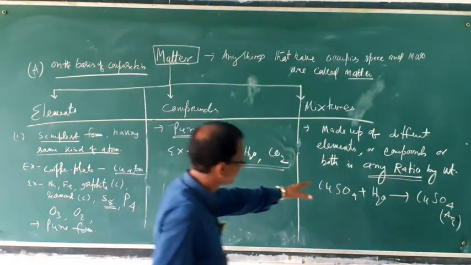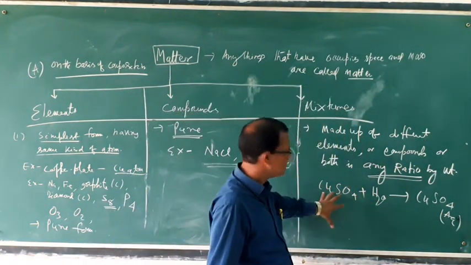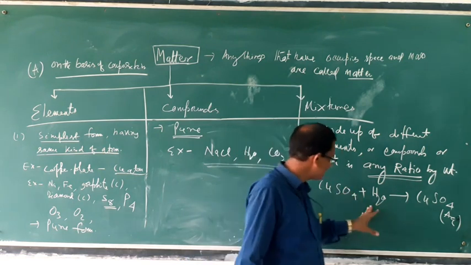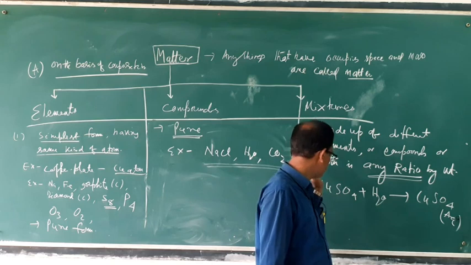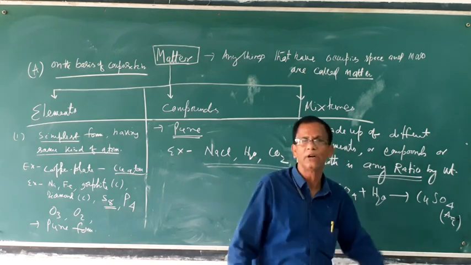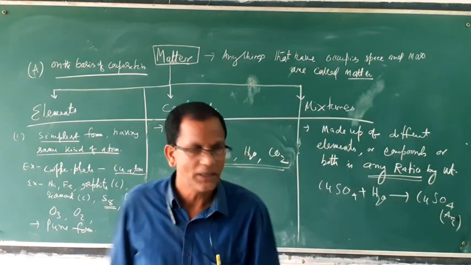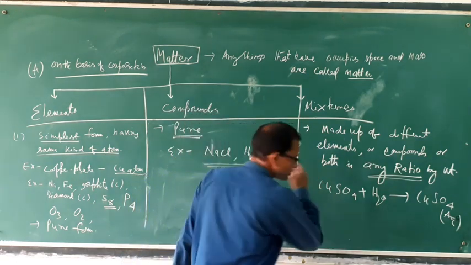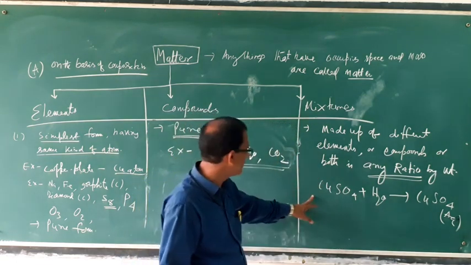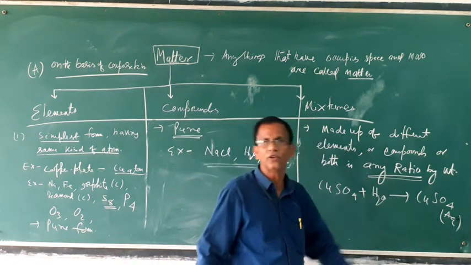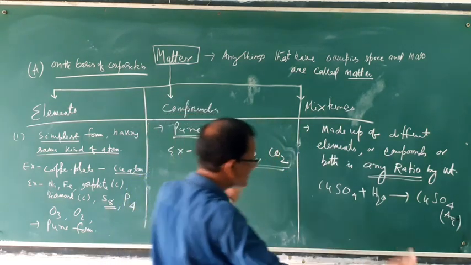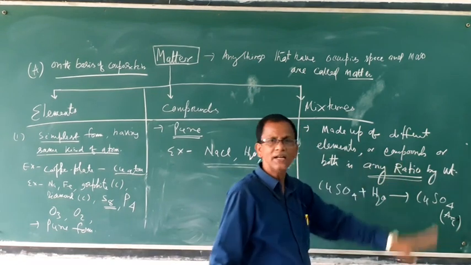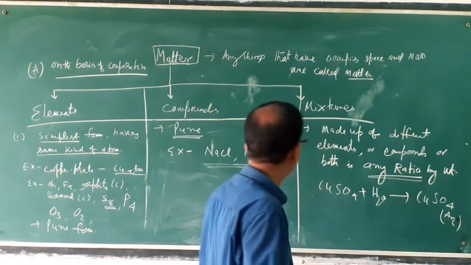So copper sulfate and water is a mixture because copper sulfate can dissolve in water in different amounts. You can increase copper sulfate or decrease copper sulfate, or you can increase water or decrease water. That's why the mass is not fixed. That's why it is a mixture. What are the other examples?